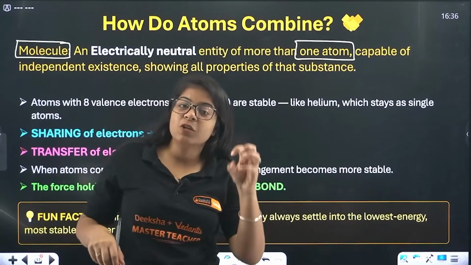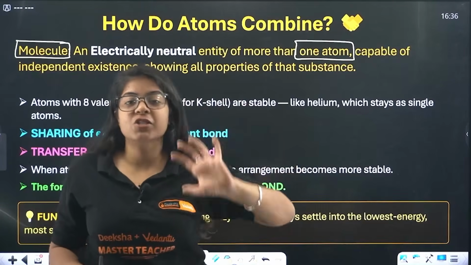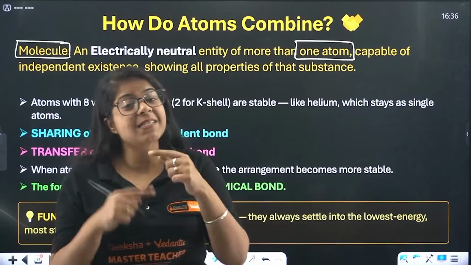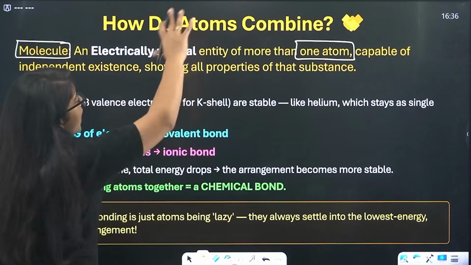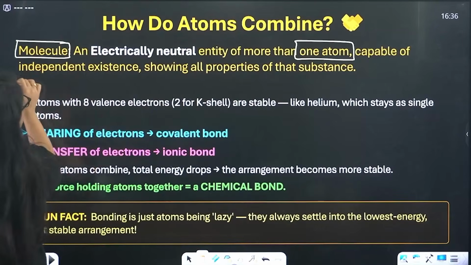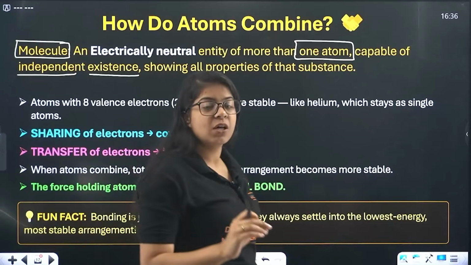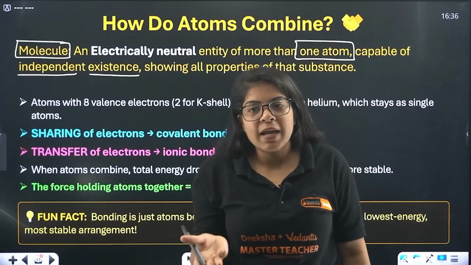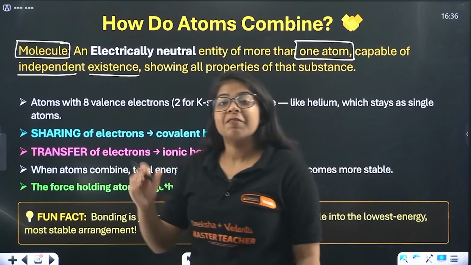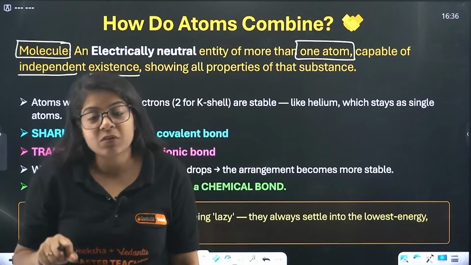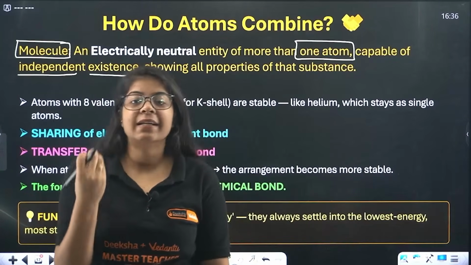That means this molecule should be electrically neutral. It should not have a positive charge. It should not have a negative charge. That has a different name. But molecules are electrically neutral. Now, they are more than one atom capable of independent existence, showing all properties of that substance. So, H2O, water is neutral. HCl, even if it's an acid, is neutral. So, beta, when these compounds, these molecules are there with us, they are electrically neutral.